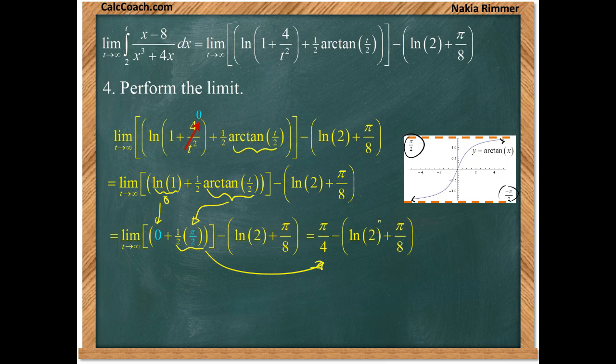Let's just simplify. We have pi over 4 minus what we got from the lower limit. And the only thing left to do is to combine these guys together. Pi over 4 minus pi over 8 is a pi over 8. So our final answer then is pi over 8 minus the natural log of 2. It actually converged, and that's what it converges to.